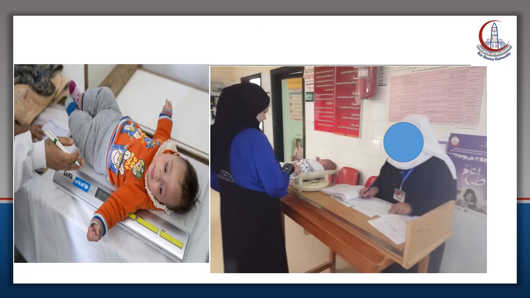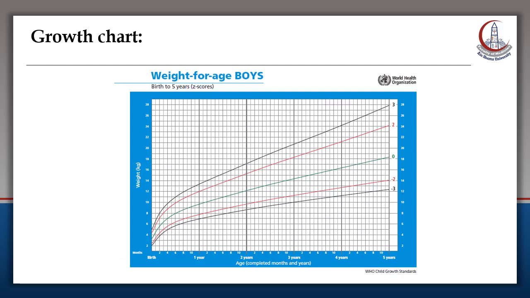Here, they are measuring the weight of the baby, and it is documented and registered in the child health card. This is a growth chart. The growth chart compares each child's measurements with those of children of the same gender and age. Each chart has curves or lines that represent growth percentiles. These percentiles serve as a reference for comparison.